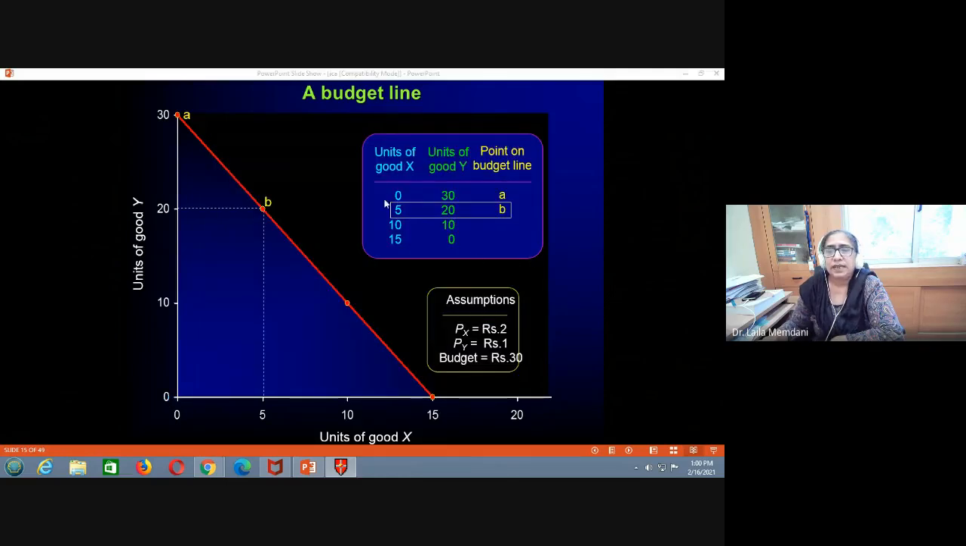And then we get the points with the combinations 5 and 20. He buys 5 units of X, that is, he spends 10 rupees. Price of X is 2 rupees. So he spends 10 rupees on X and 20 rupees on Y. He may buy 10 of both. So he spends the entire 30 rupees. When we plot these points on a graph paper and join them, what we get is nothing but the budget line. This budget line is required for consumer's equilibrium, which I will be covering in my next video.